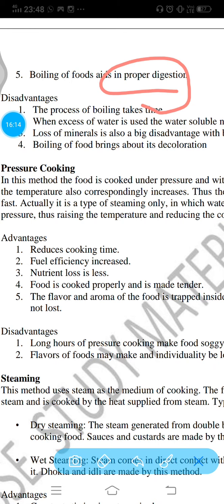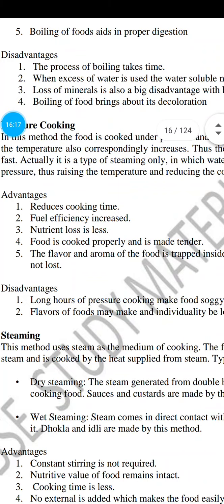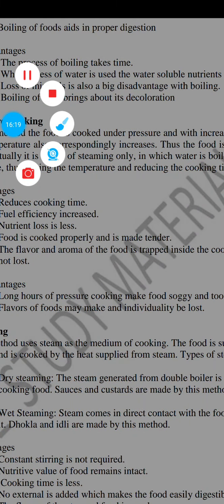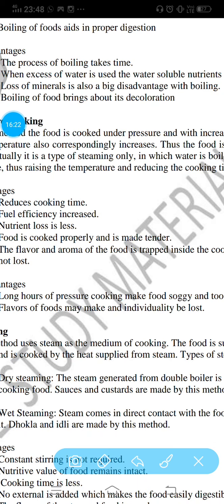Then if we are coming to the disadvantages, you only have to see the key words which are there. First of all, if you have to boil something and you do not have specific instruments like a cooker, then boiling is going to take time. Then if someone has used excess water while boiling and is not aware of this technique, water soluble nutrients are going to get lost from the food. That's why the proper amount of water has to be used. Loss of minerals which can dissolve in the water, they can also get lost from the foodstuff.